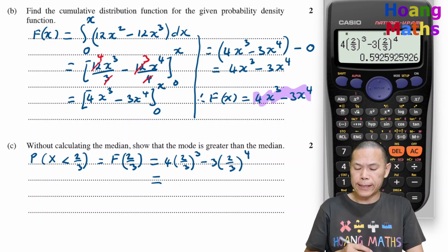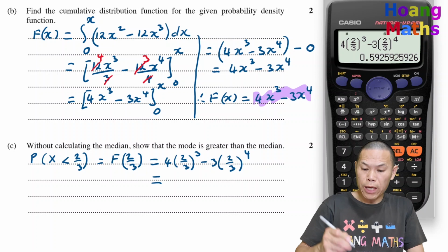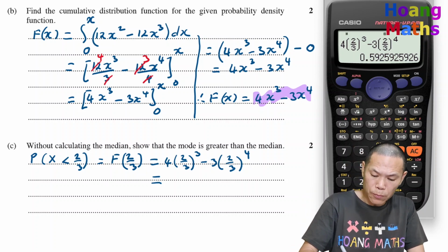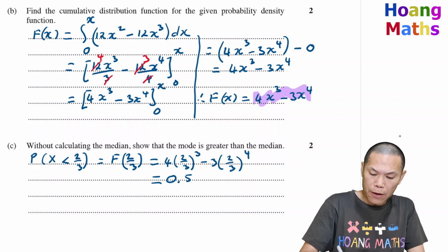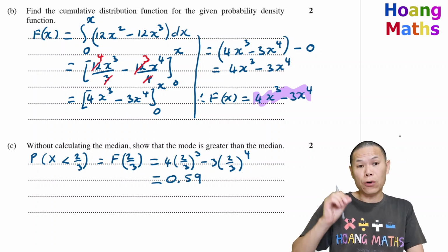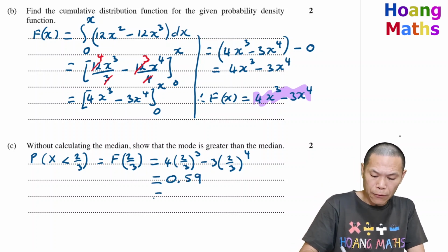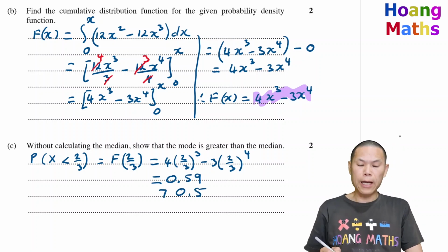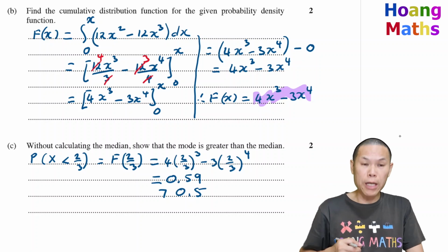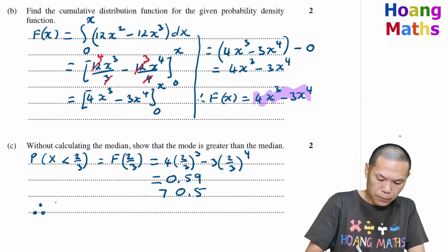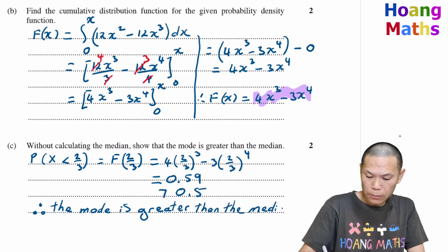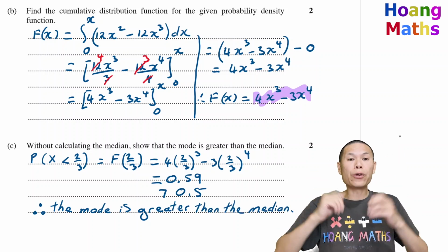So you will press SD, which gives me 0.59 and so on. Just round up to 2 decimal places. So 0.59 is greater than 0.5. That's the median, so it's greater than the median. So there you go.